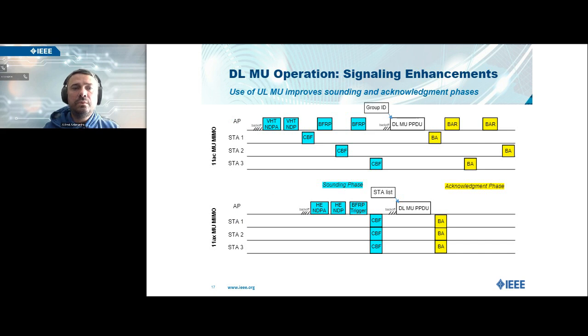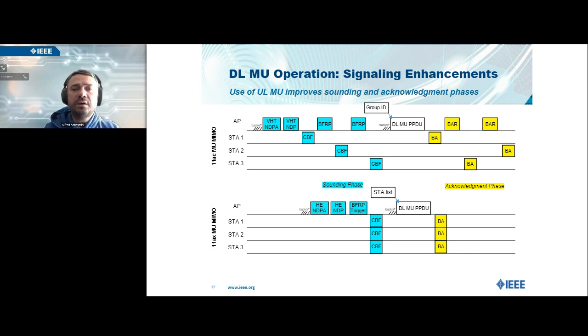So what do we mean by single user sequential polling? Here in 11ac MU-MIMO, in the example that is being provided in the slide, you can see that for the sounding procedure, the access point needs to poll each of the stations individually for their feedback by using, for example, BFRP frames, beamforming report polls, and solicit compressed beamforming feedback. And similarly, also for the acknowledgement, the access point sends individual block ACK requests to each of the stations to receive the feedback in terms of the acknowledgement status.